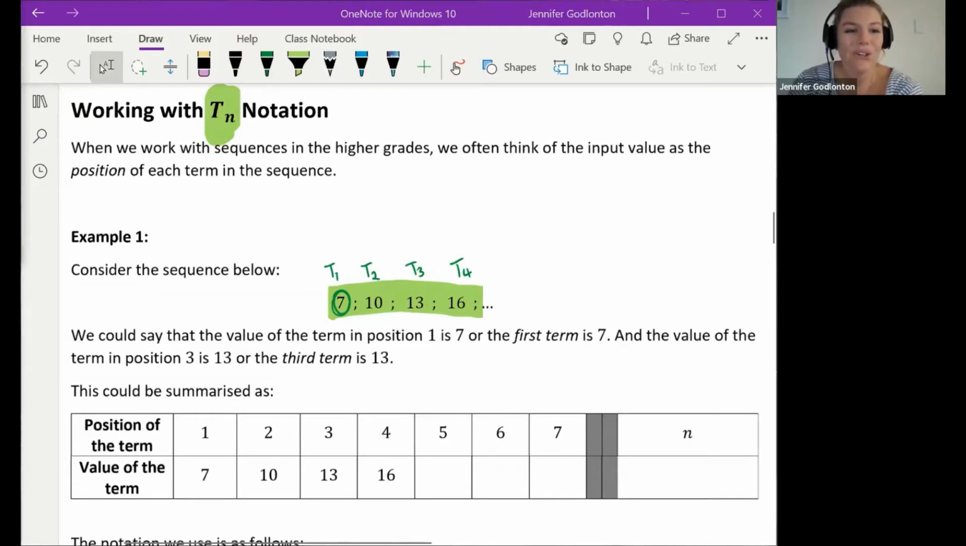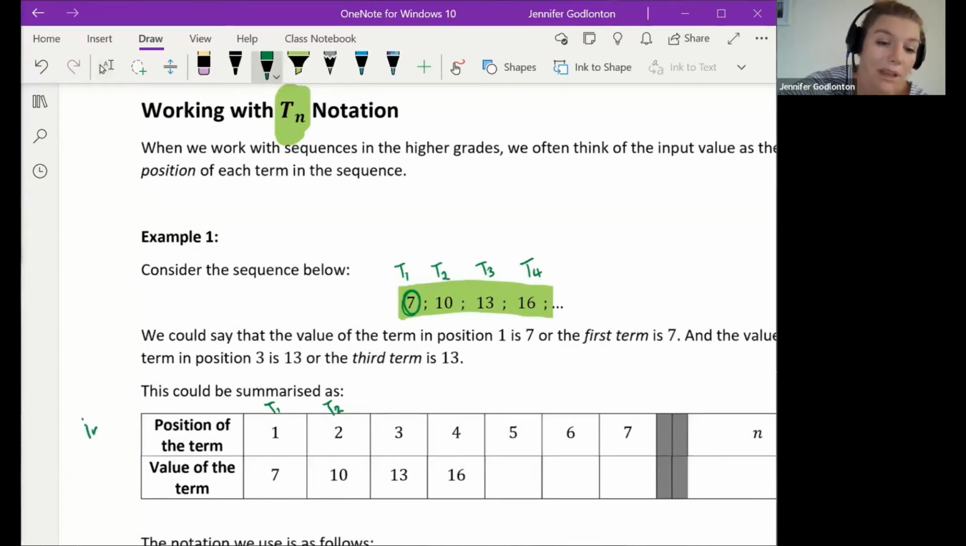Okay, so to try and show you what that looks like if I was to make a table, it looks like this table that we've got down here at the bottom. So the position of the term, that was term 1, is the first position, and the value of the term was a 7. Okay, the position of the second term is position 2, which is term 2, and the value of that term is 10. So this is term 2, and the value of that term is 10. Okay, so now this is the same way we were thinking previously, that that's our input, and this is our output.